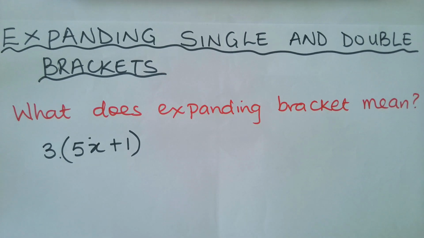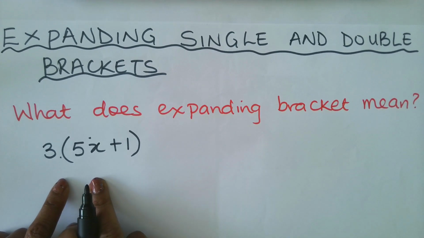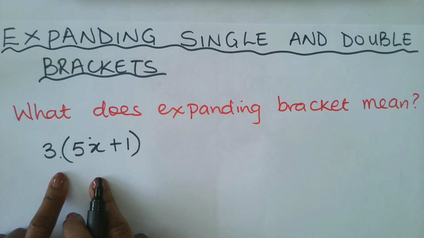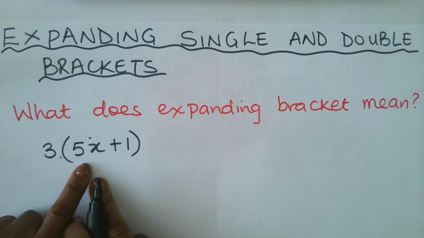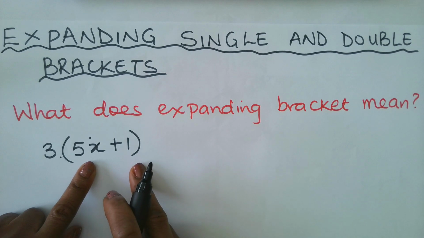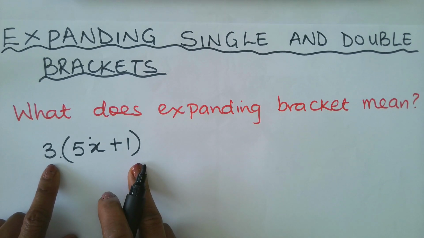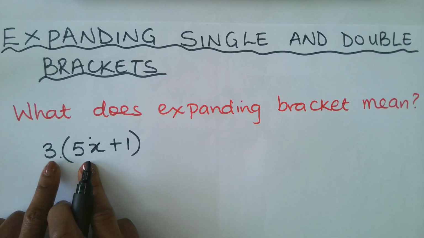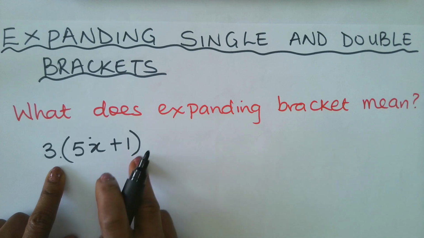Expanding brackets is the reverse process of factorization. But we're going to talk about factorization after we have explained what expanding single, double, and triple brackets mean. So I'm going to start with this first question, which is 3 then the bracket 5x plus 1. We're going to multiply this algebraic term on the outside by each term inside this bracket.